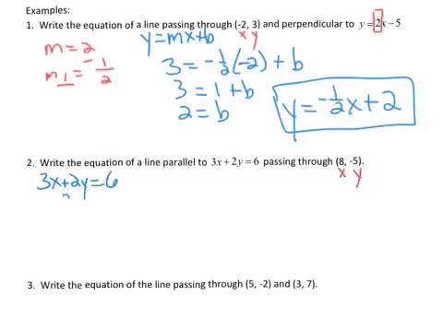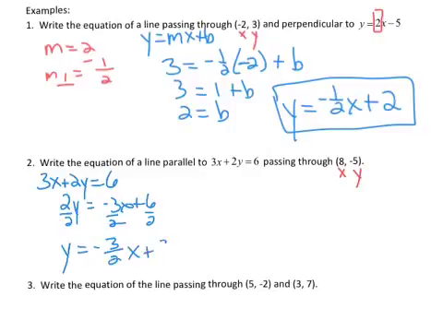So I subtract 3x, I get 2y is equal to negative 3x plus 6, and then if I divide each term by 2, I get y is equal to negative 3/2 x plus 3. The only thing I care about is this slope. And since it's parallel, I'm going to keep that slope. So my new slope is going to be negative 3/2.